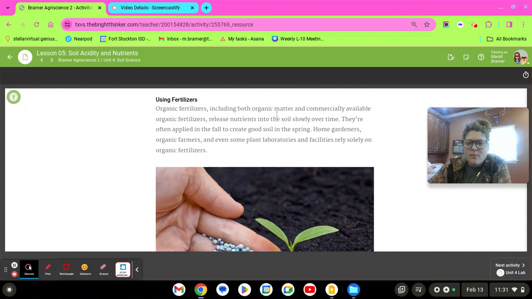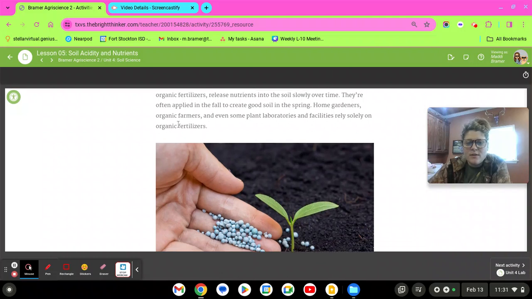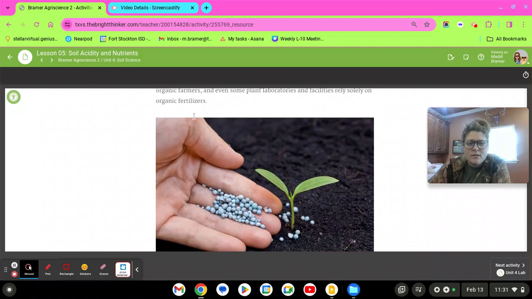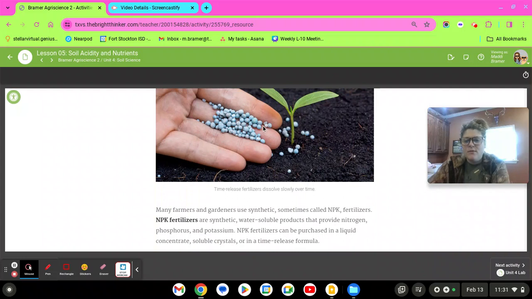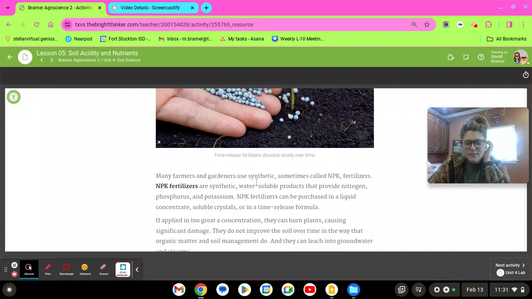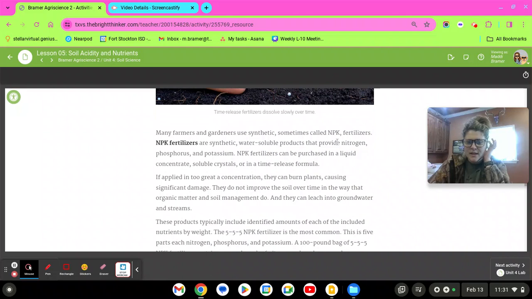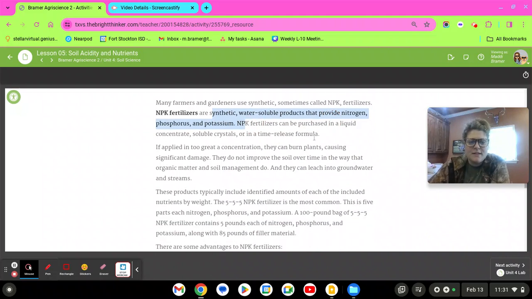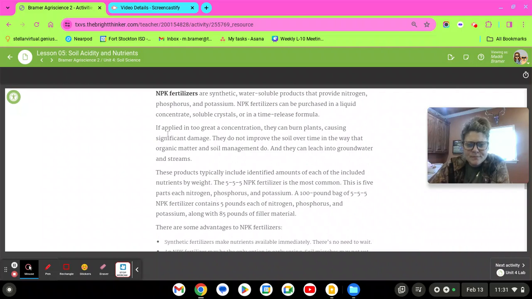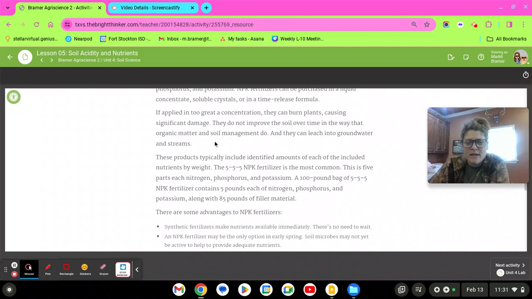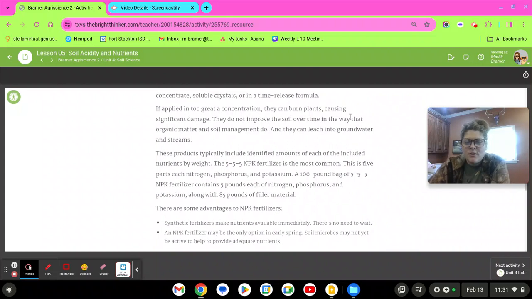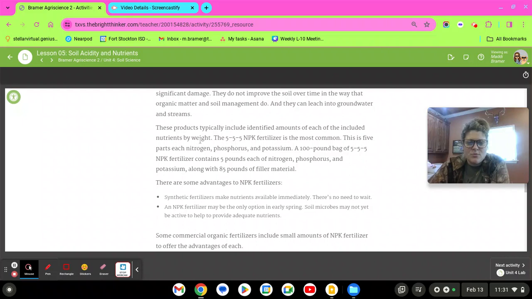Organic fertilizers, including both organic matter and commercially available ones, release nutrients into the soil slowly over time. There's a time-release fertilizer that dissolves slowly over time. Many farmers and gardeners use synthetic fertilizers, sometimes called NPK. That's why I've been saying that. They're water-soluble and provide nitrogen, phosphorus, and potassium. They can be in a liquid concentrate. If applied too much, they could burn the plants, causing significant damage. But they do improve the soil over time, in the way that organic matter and soil management do.